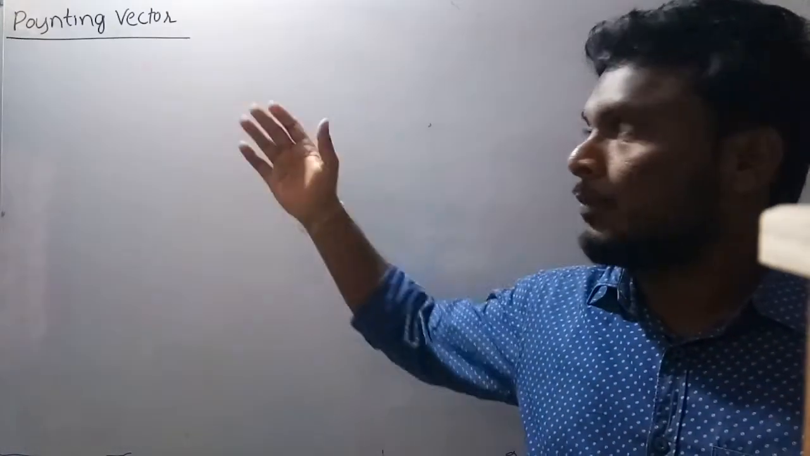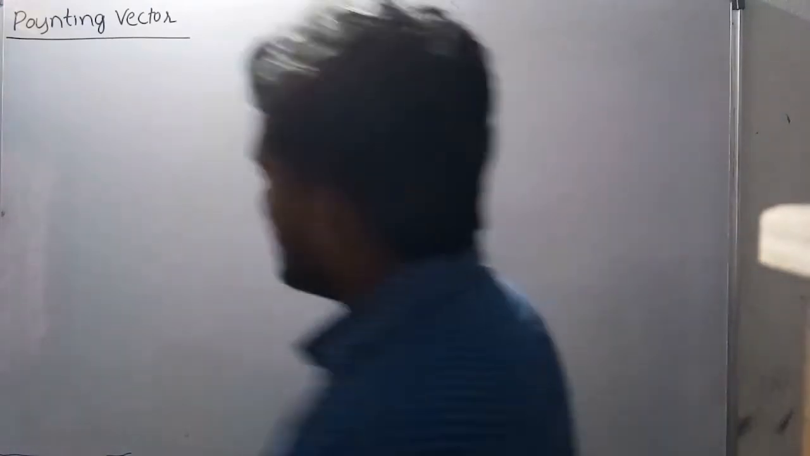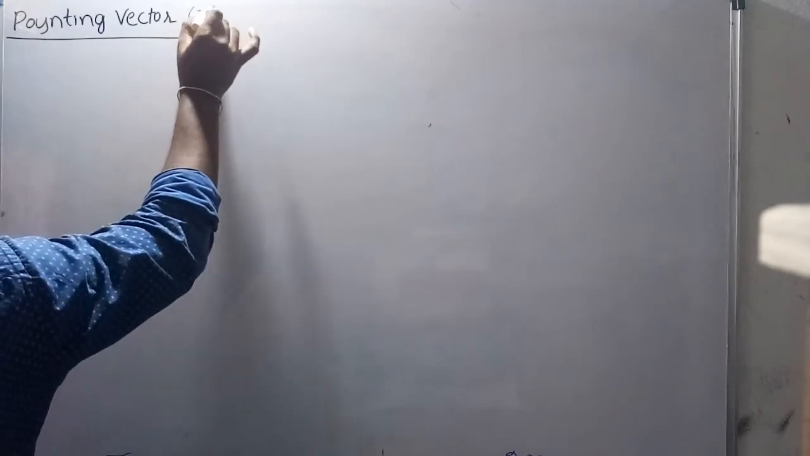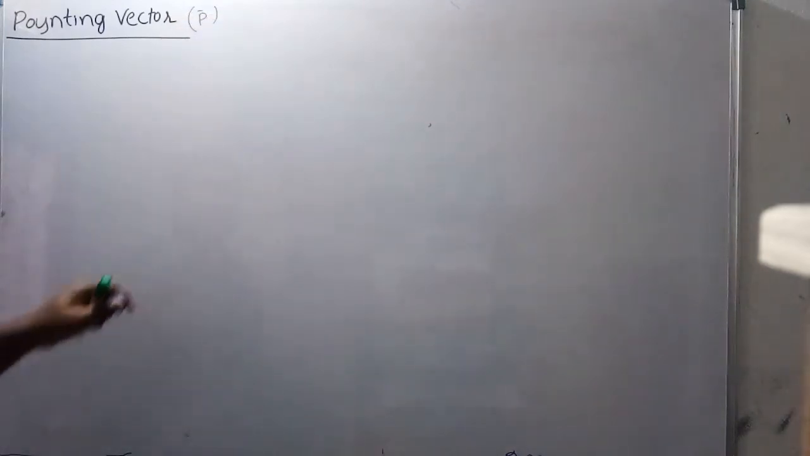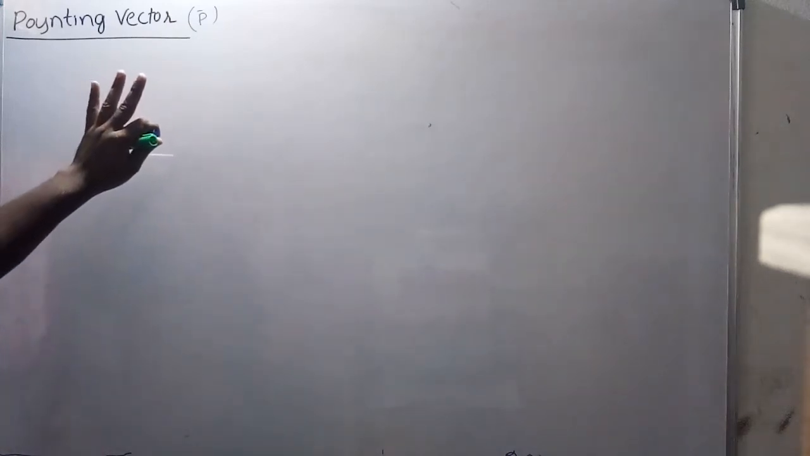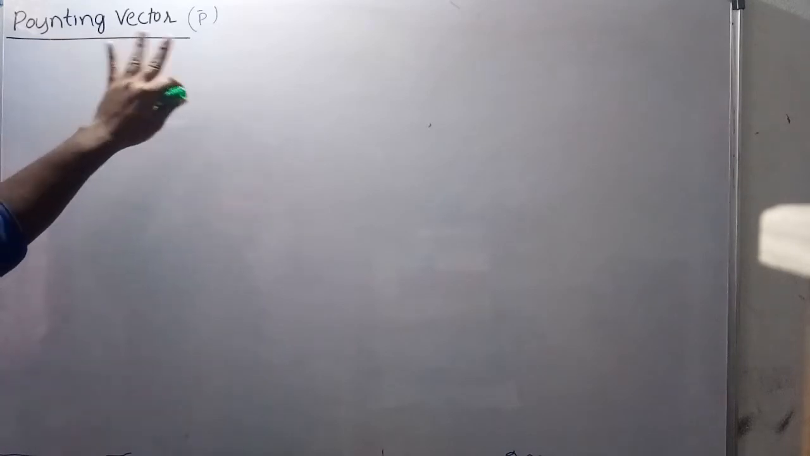In this class, I'm going to explain about Poynting vector and Poynting theorem. Poynting vector is represented with P bar. The name itself indicates that it is a vector, so that's why I'm writing P with a bar. Now we'll understand the meaning of Poynting vector. Try to understand the meaning of Poynting vector.